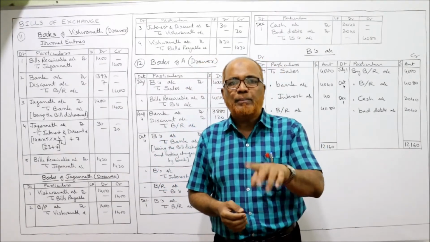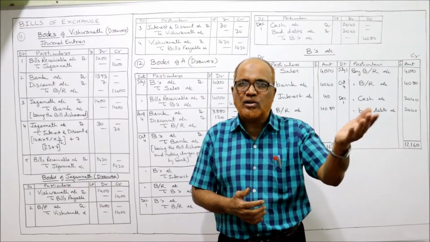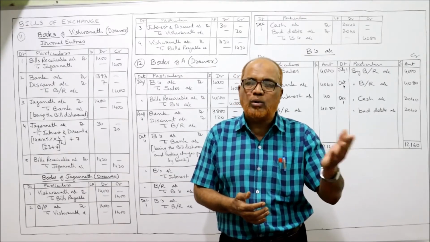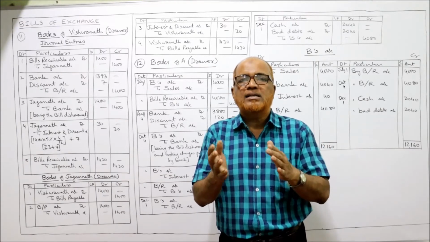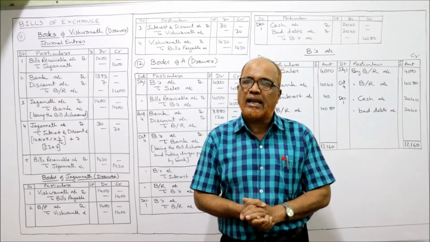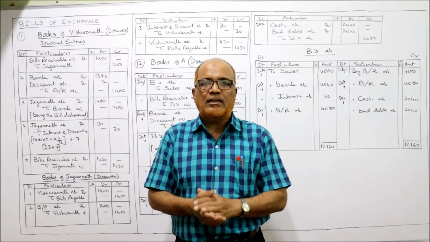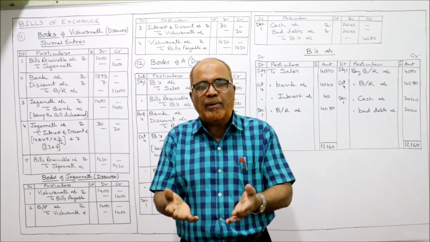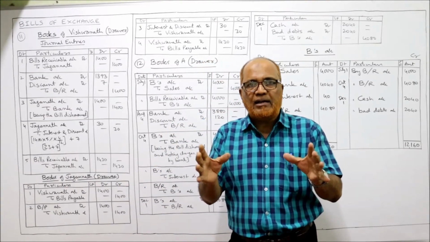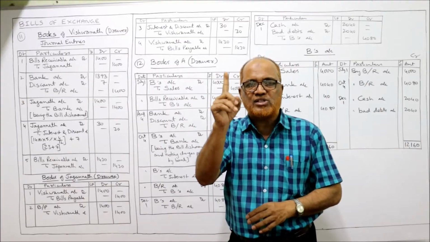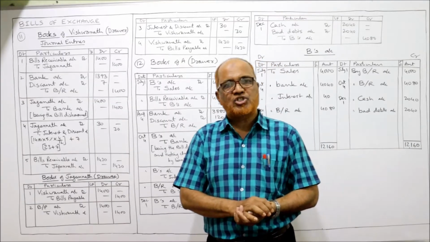He can keep the bill with himself, or he can endorse the bill, or he can discount the bill with a banker, or he can send the bill to the bank for collection. So many alternatives are available. On the due date, the bill may be honored or the bill may be dishonored. So what are the entries, I have explained in the first video on the theory of bills of exchange.